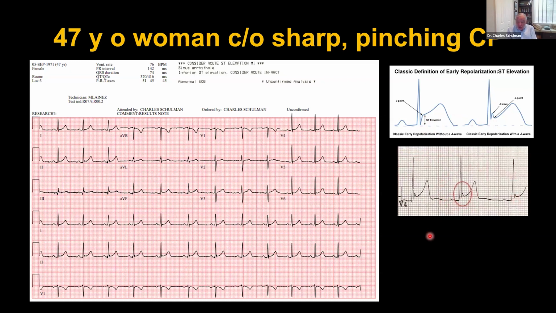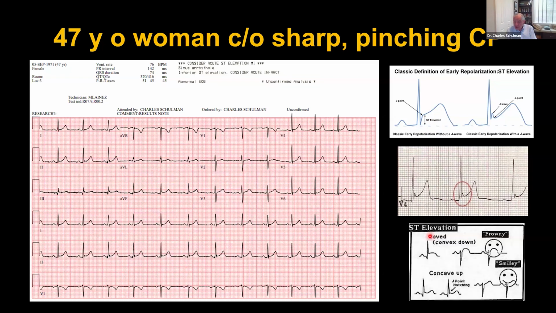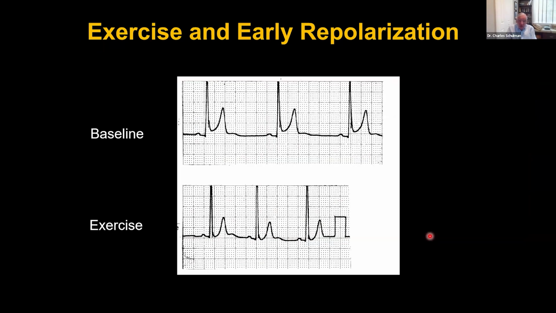So this is a normal early repolarization abnormality, which is a benign abnormality. And one of the ways that you can tell, well, there's the smiley face right there. Okay, it's a smiley face, not a frowny face. One of the ways that you can tell what this is is by having the patient do some sort of exercise. And what you'll see is that the ST elevation improves with exercise, with a faster rate.